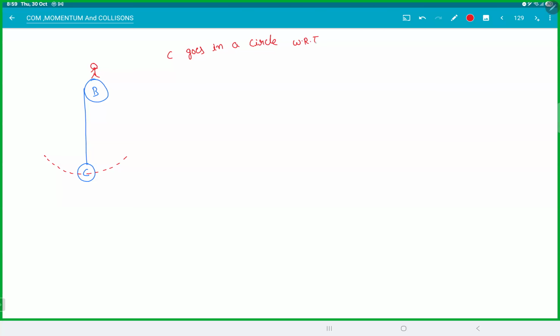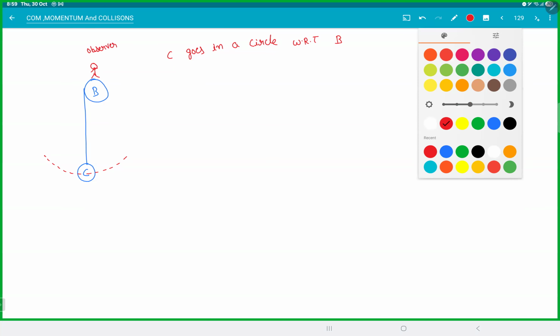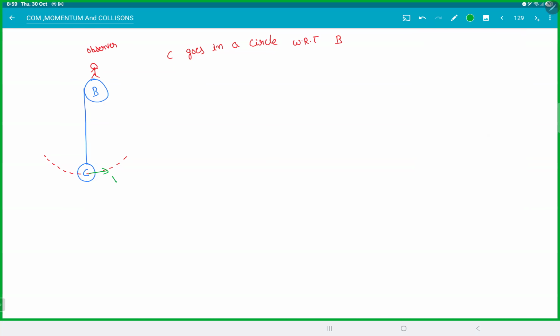And if you want to use the mv square by L formula with respect to B, that means the observer is standing on B. So if you ask this person, boss, what is the velocity of C? It will say it is going with Vx, because both have the same vertical velocity Vy, it will cancel off, which is u by root 3. So now if you ask to draw the FBD, right?